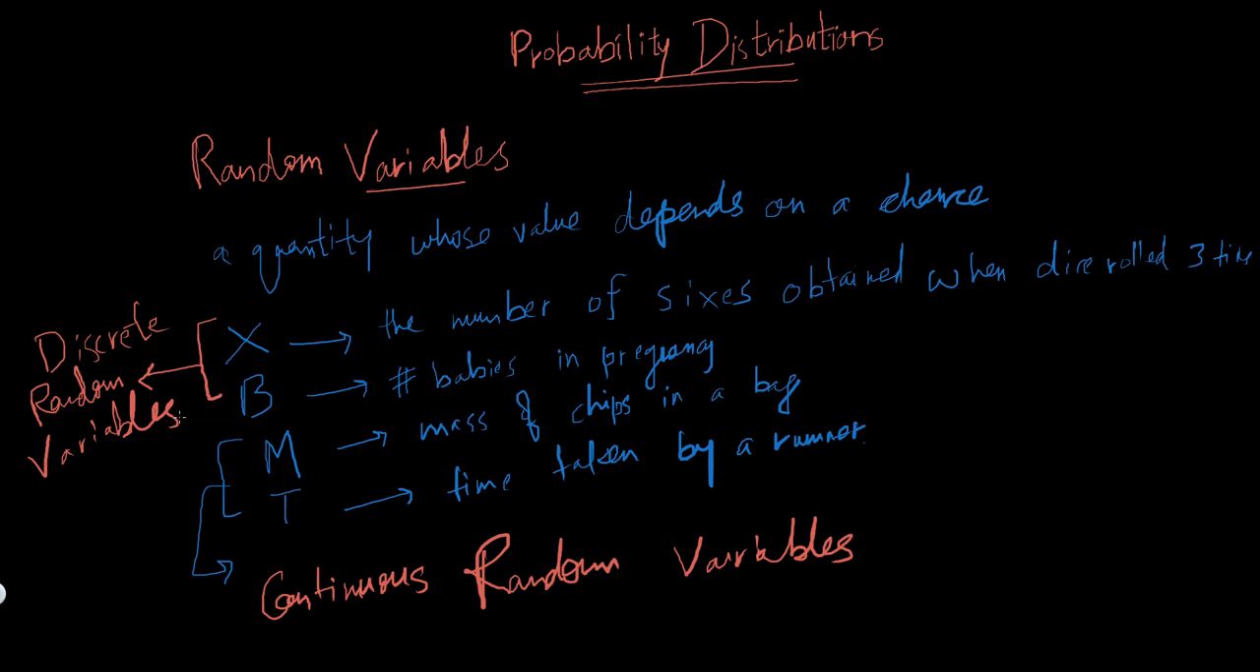Continuous random variables can take on any value in some interval. So again, the number of babies in pregnancy, 1 or 2 or whatever, right? They are all countable, finite values. A runner running on a track in the Olympics can take values like 5.5697 seconds, right? Any value they can take for continuous variables. So yeah, that's pretty much it, guys, as far as the difference between discrete and continuous random variables is concerned.